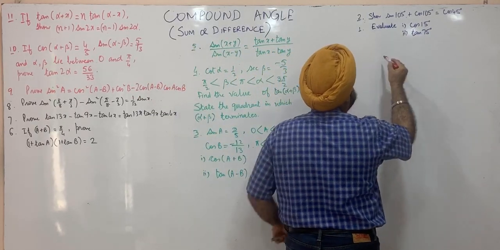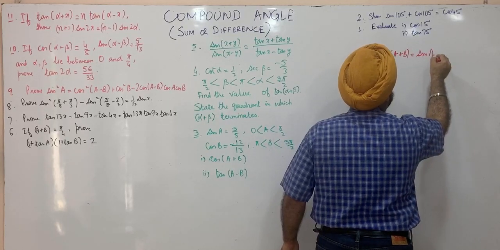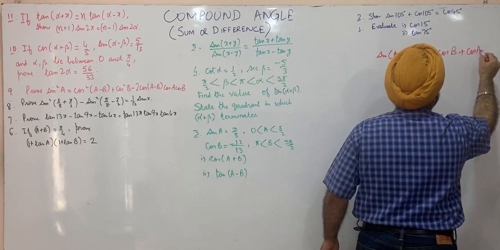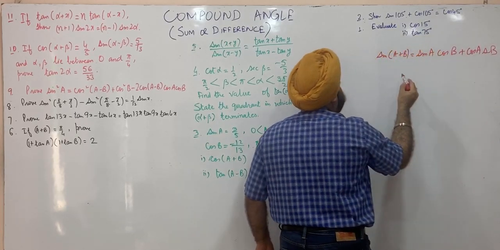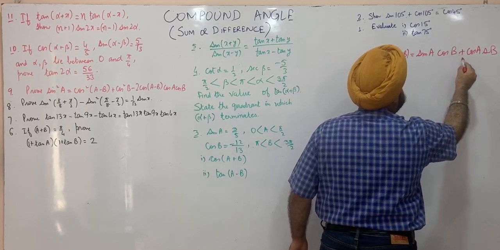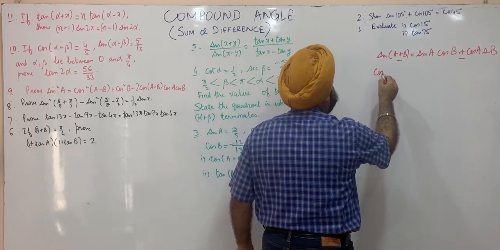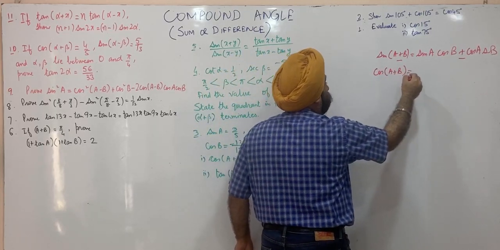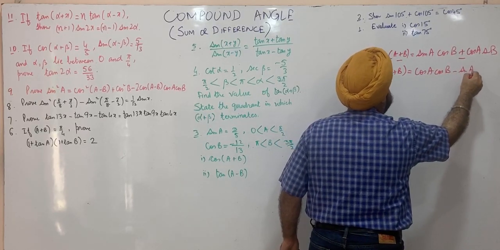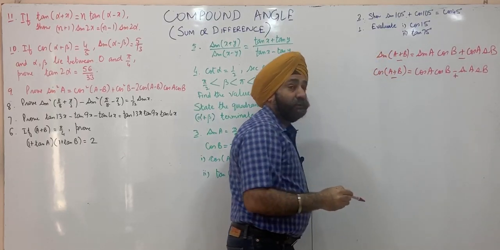The formulas: sin(A+B) is sin A cos B plus cos A sin B. In case we have a negative sign, sin(A−B) will be sin A cos B minus cos A sin B. The next one, cos(A+B), is cos A cos B minus sin A sin B. Minus sign here, then we have plus sign here.